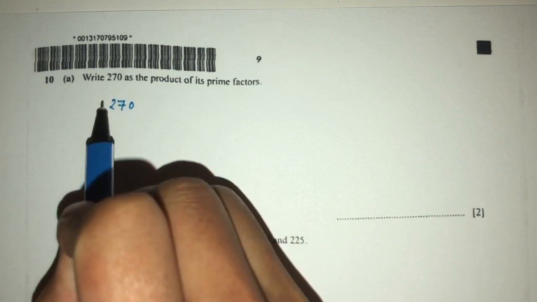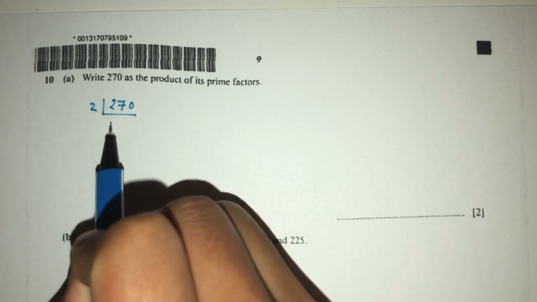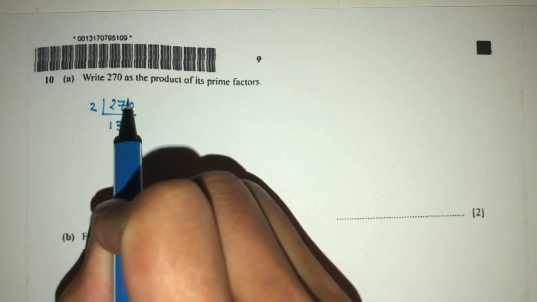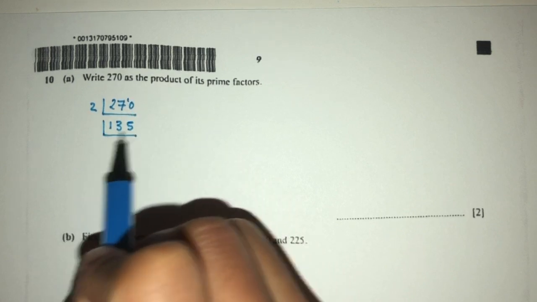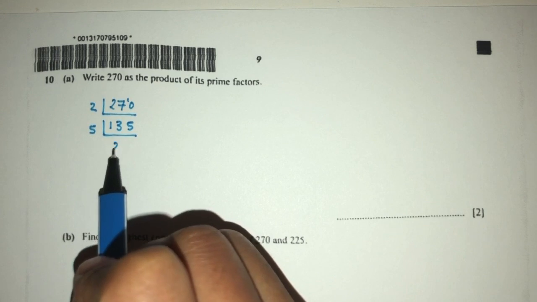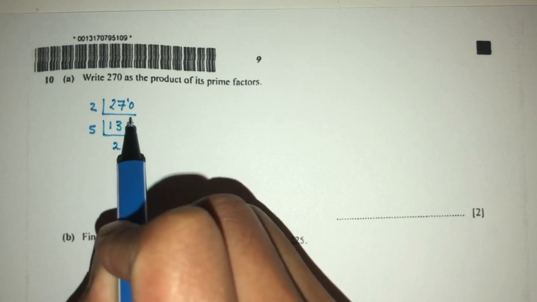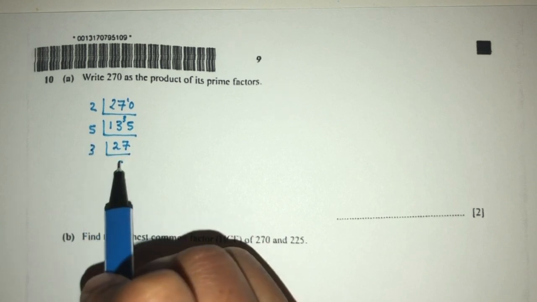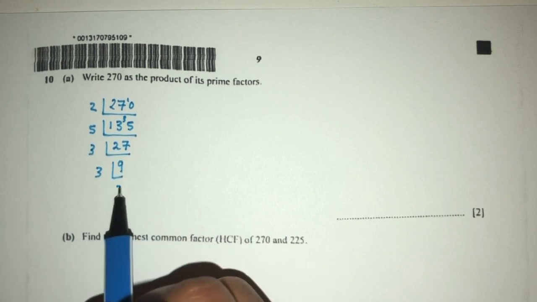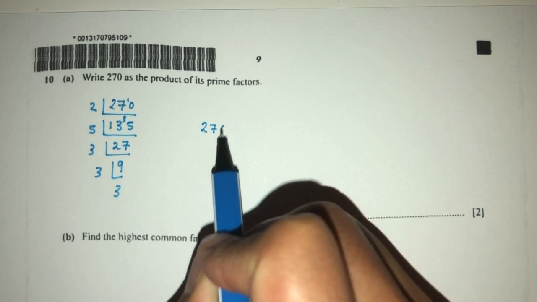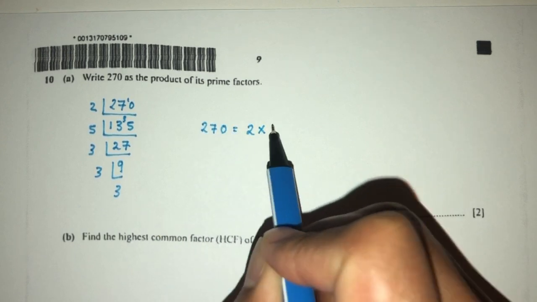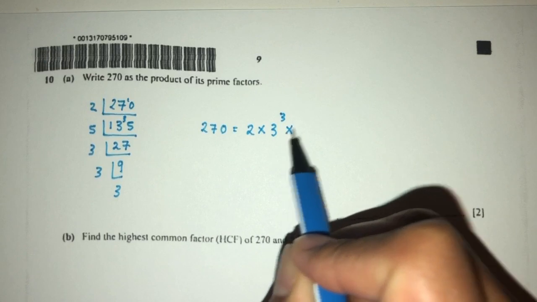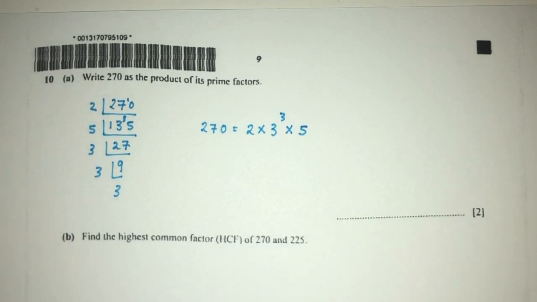We can first divide by 2 because it is even. It will give you 135. That will be 5, divide by 5. That will give you 27. Divide by 3, that will give you 9, and 3, and 3. So 270 can be 2 times 3 to the power 3 times 5. That will be part A of the question.